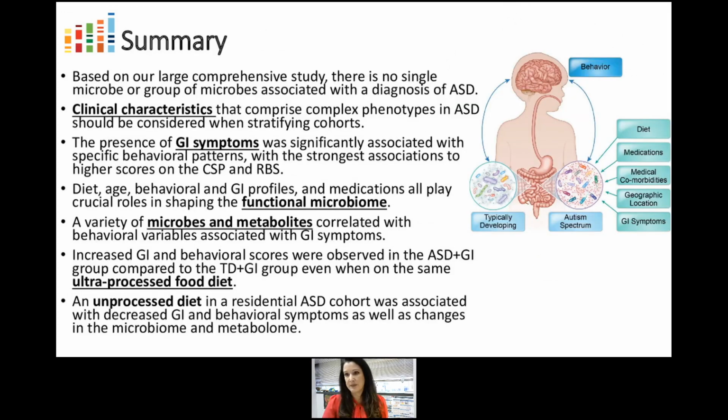So to quickly summarize, if we look at this large comprehensive study, there is no single microbe or group of microbes that is associated solely with a diagnosis of autism spectrum disorder. It's only when we dig in to these complex clinical phenotypes that we can effectively stratify these cohorts of children with autism. We can see now that the presence of GI symptoms is strongly associated with specific behavioral patterns, but we also need to address the fact that diet, age, these behavioral and GI profiles, and even medications all play highly crucial roles in the shaping of the functional microbiome.